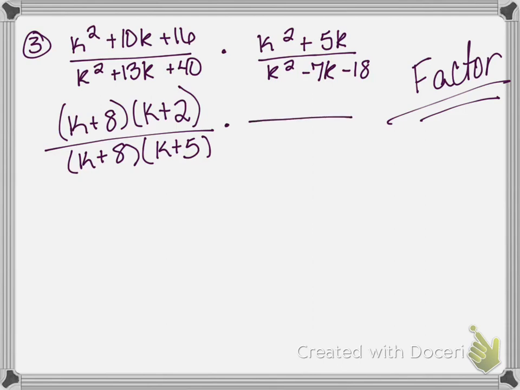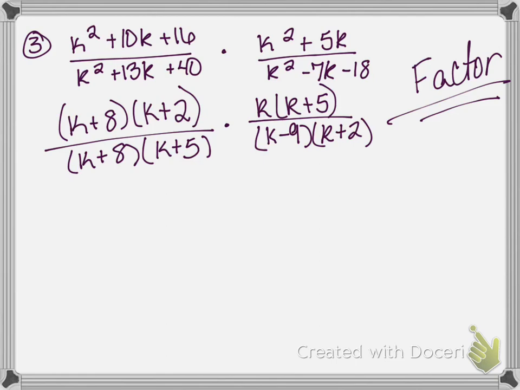Now in my numerator of my second rational, all I can factor out is a k, and I'm left with k plus 5. In my denominator, I'm going to have k minus 9 and k plus 2. And the reason for that is negative 9 times 2 is negative 18. Negative 9 plus 2 is negative 7.